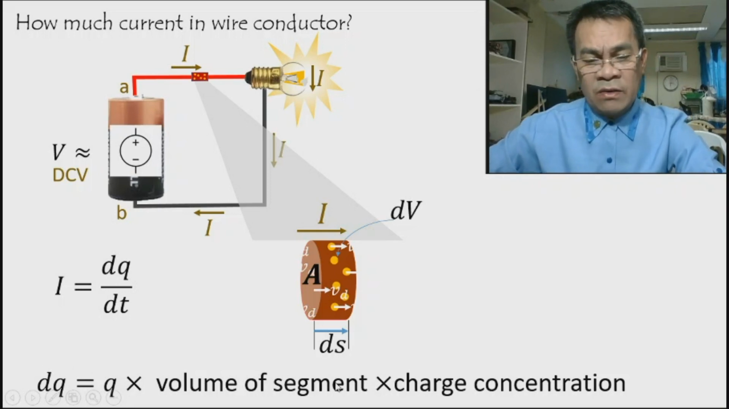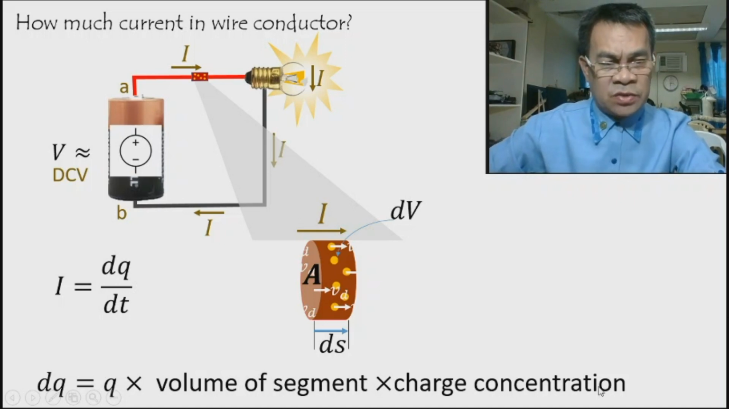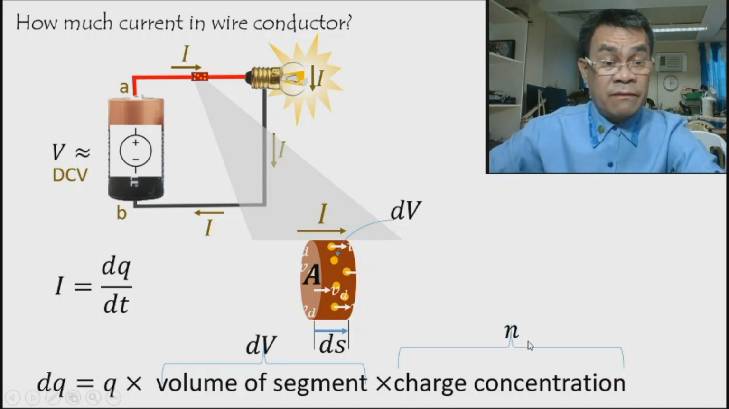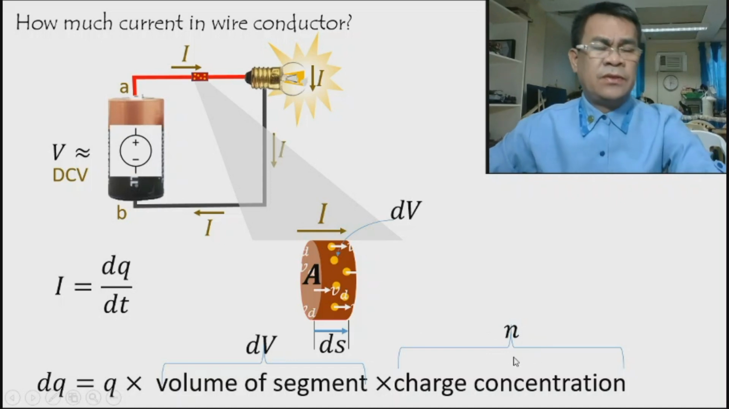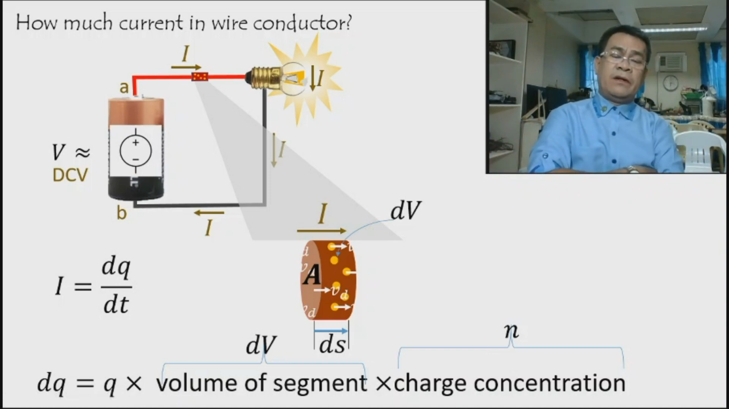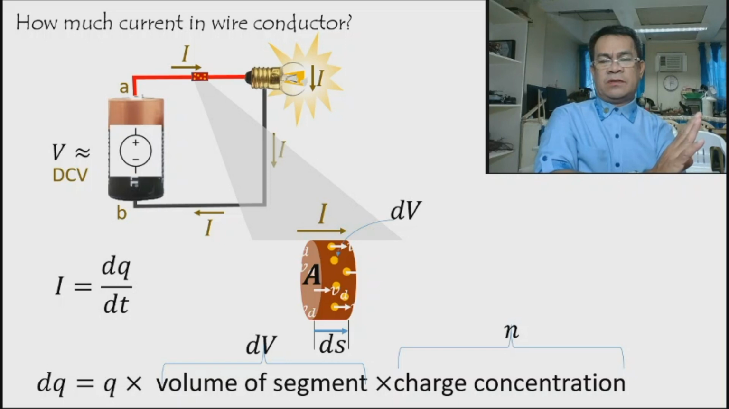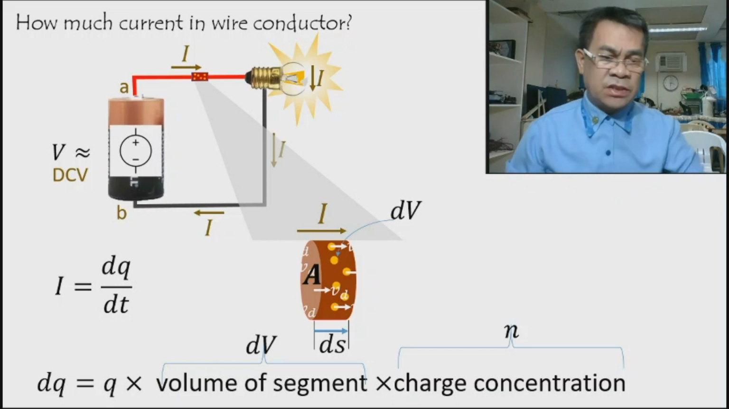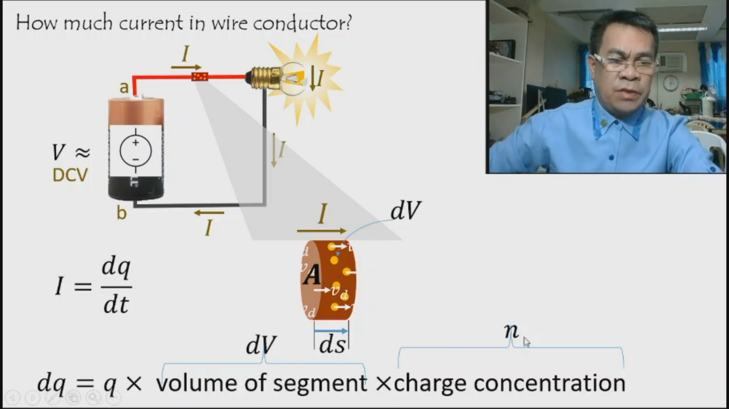Now we have one more thing to multiply: the charge concentration, which we assign as n. What is charge concentration? It quantifies the amount of electrons per volume. In copper, we have the charge concentration of copper; in silver, we have another charge concentration. Again, charge concentration quantifies the amount of charge per volume, so its unit should be per volume.